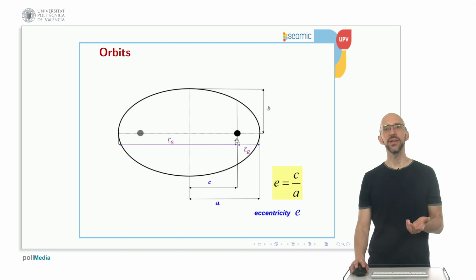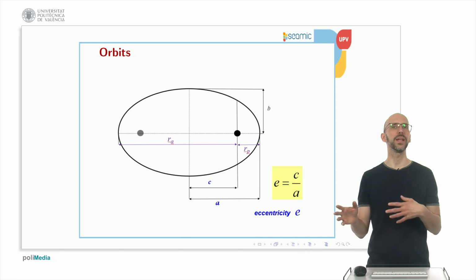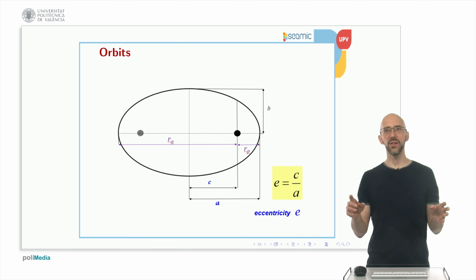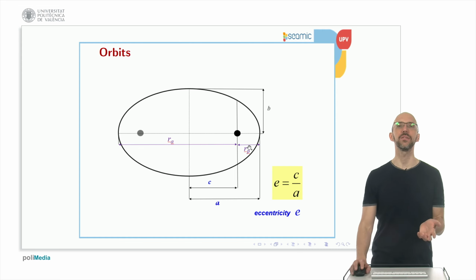The farther it is, the higher the value of the eccentricity. Eccentricity will range in an ellipse from 0, if this is a circle, to 1, never being 1. 1 is the maximum value, but it's never going to be reached in an ellipse. So eccentricity gives you an idea.